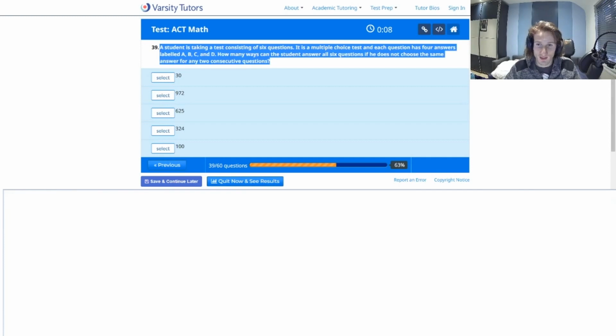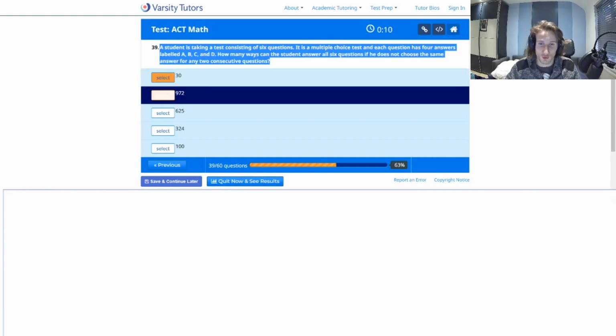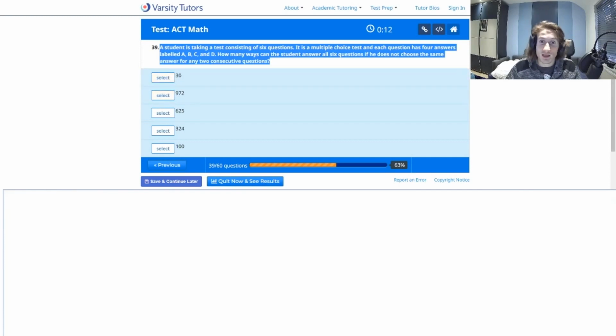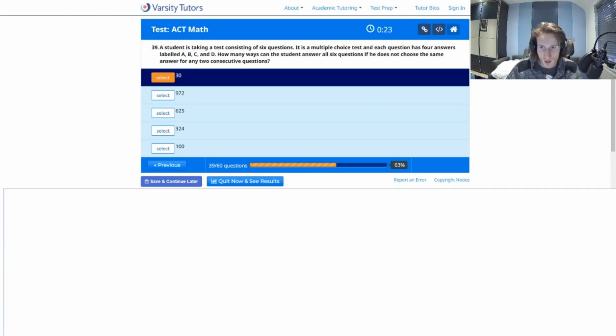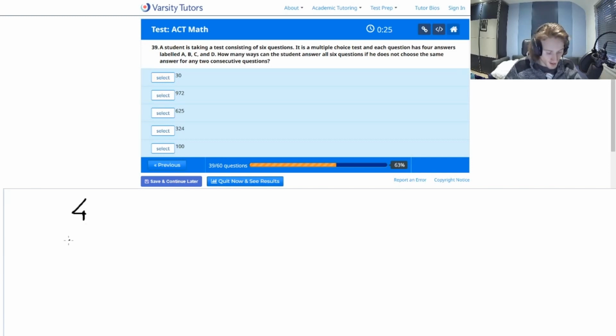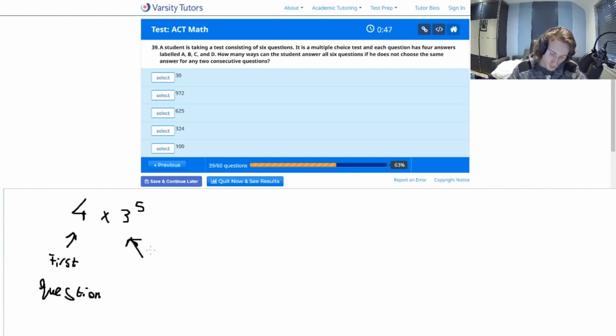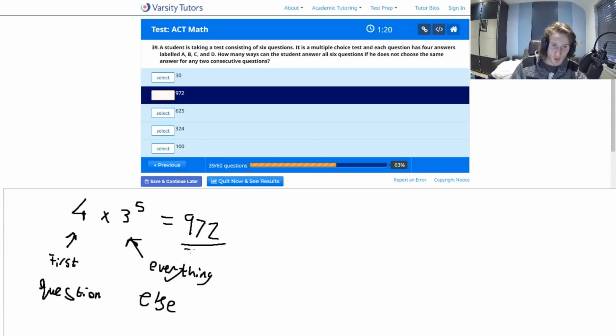A student taking the test consists of 6 questions. It's a multiple choice test and each of the questions has 4 answers. Does that sound familiar to you guys? How many ways can the student answer all 6 questions if he does not choose the same answer for any 2 consecutive questions? Okay, so for that one I have to use factorials. I'm going to say it's 100.